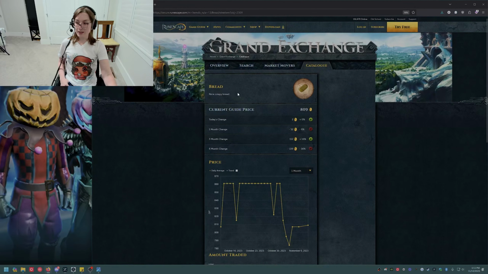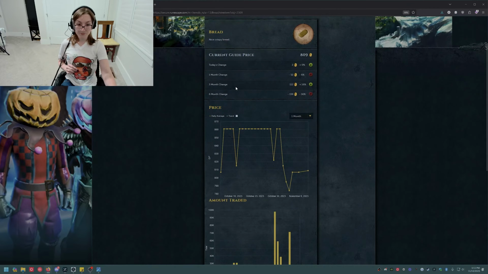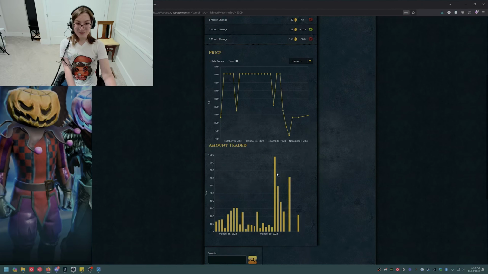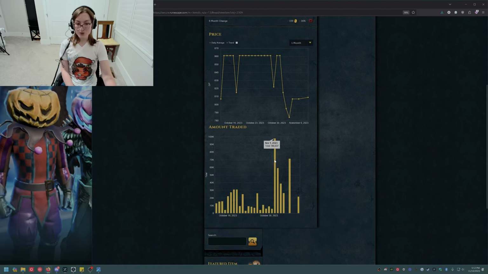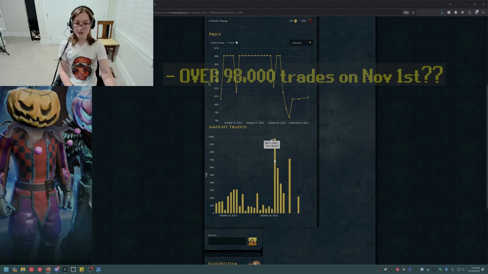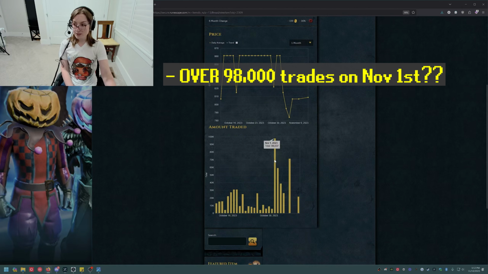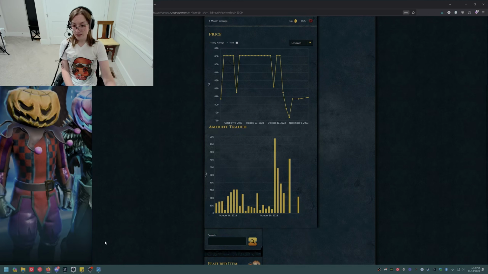Here we're looking at bread, which is quite possibly one of the least useful items in RuneScape 3, if you didn't already know. On November 1st, the amount traded graph reports that it was traded over 98,000 times. This is insane, okay?